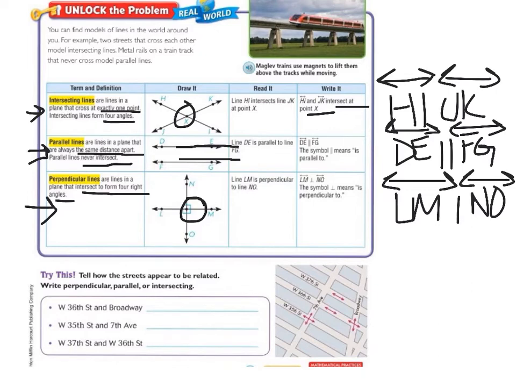Now we would use this symbol to state that they are perpendicular to each other. This symbol means is perpendicular to. And if you see, it's kind of like an upside down T to show that the intersection creates right angles. If I were to take blue and draw the right angles, you would see them at this intersection.